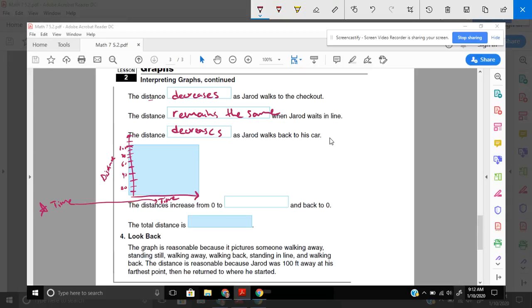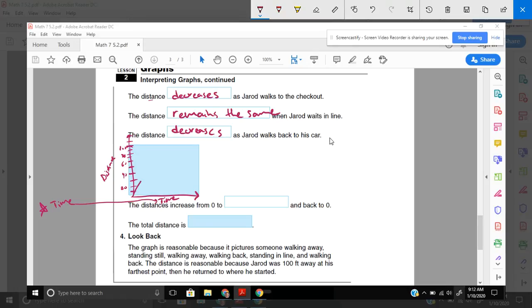All right. So then we got to think about when he starts. What happens first? Well, Jared goes from the parking lot and walks 40 feet into the store. All right. So our first benchmark should be 40 feet. So as time goes on, we're starting at time 0.